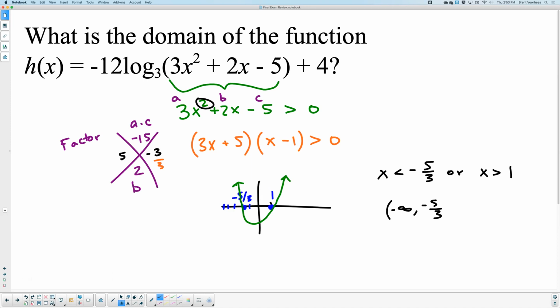Pardon me? Because of the square. If you plug in a really big negative number, the square, it would cancel out.